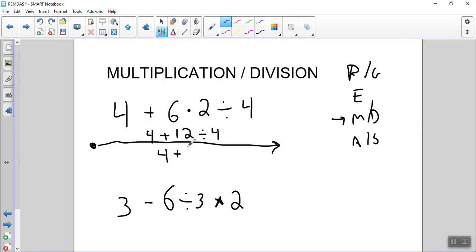12 divided by 4 is 3. And now lastly, I do my addition. 4 plus 3 is 7. So this bottom one is the same way.